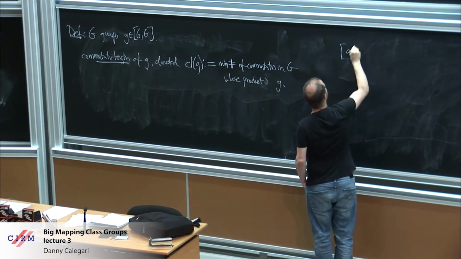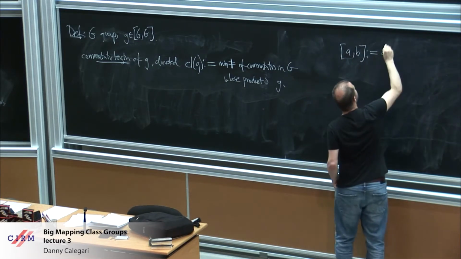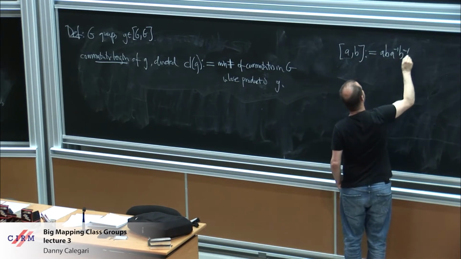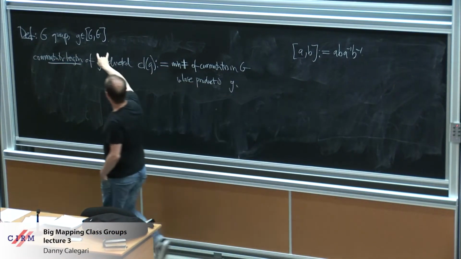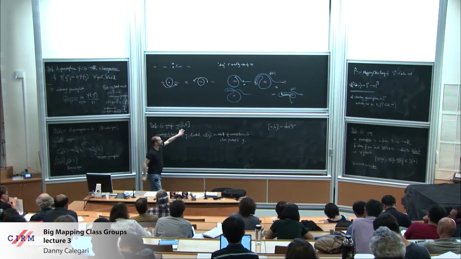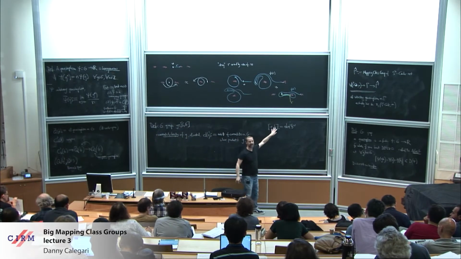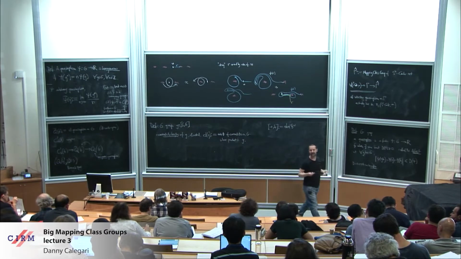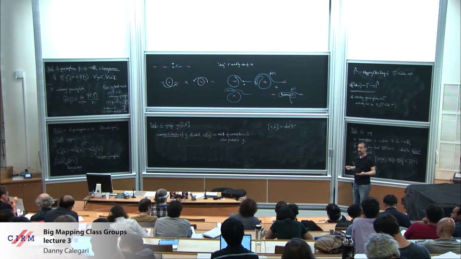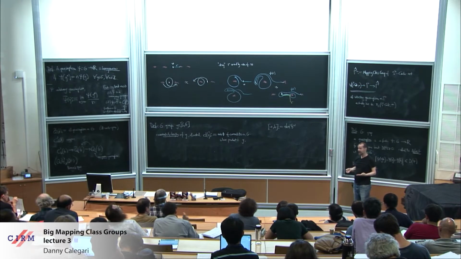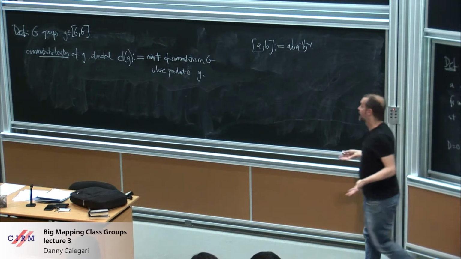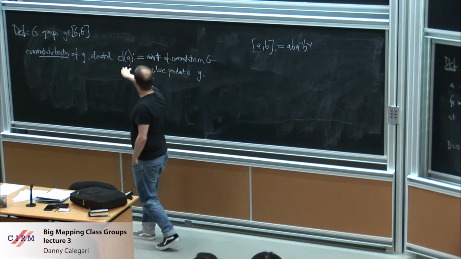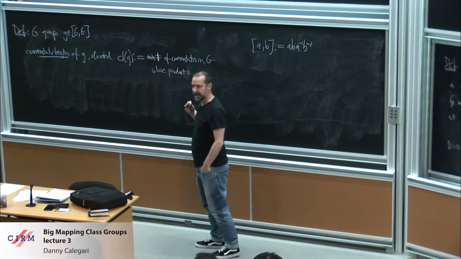If I have two elements, the commutator is a b a inverse b inverse. So it vanishes exactly when a and b commute. The commutator subgroup is the subgroup of G generated by commutators. The set of commutators is not typically a group. If you have an element of the commutator subgroup, by definition, you can write it as a product of commutators, but the number of commutators you need might be bigger than one. So by definition, the commutator length is the minimal number of commutators that you need.